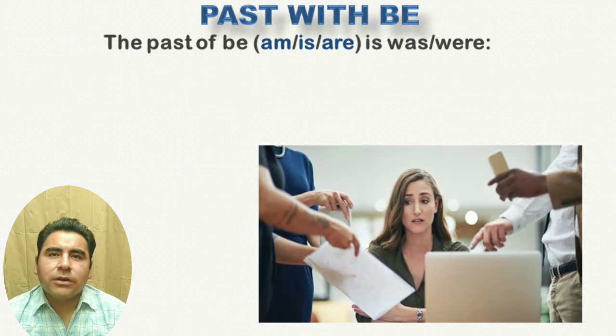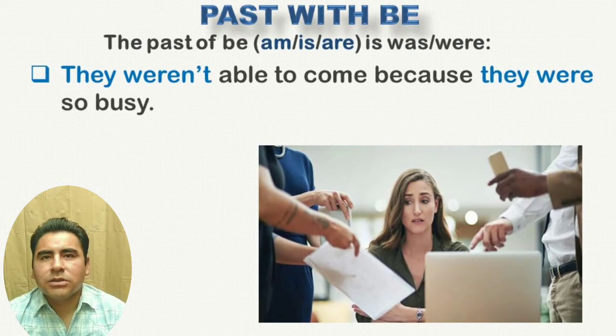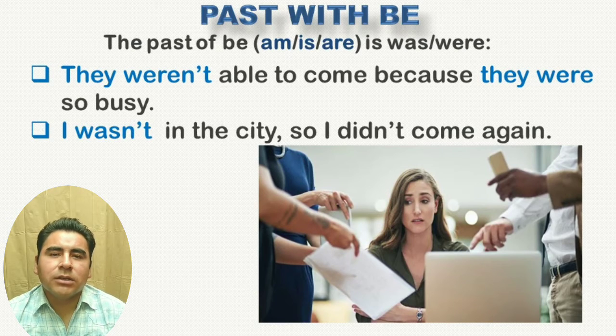They weren't able to come because they were so busy. I wasn't in the city, so I didn't come again. It's a little different. In the second example, it is separated, right? I wasn't in the city. Of course, the other one, we can also combine together, but it's a different sentence, by the way.